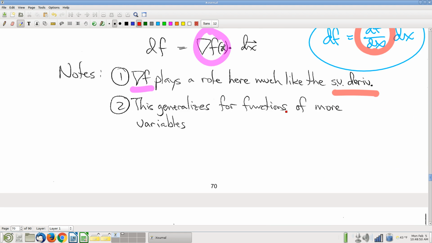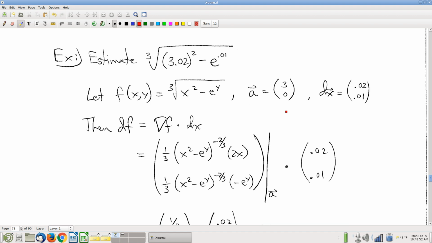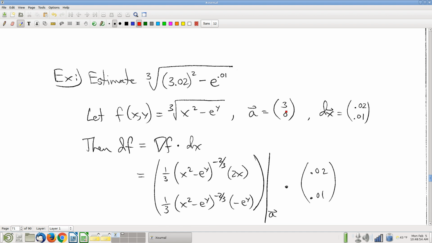Here, I'm going to show you now a multivariable version of that. Suppose you want to compute that weirdo expression right there. And it's hard for a lot of reasons. For one thing, it'd be slightly inconvenient to compute 3.02 squared. It'd be a little annoying, not that bad. But by hand, anyway, we don't know how to compute e to the power of 0.01.